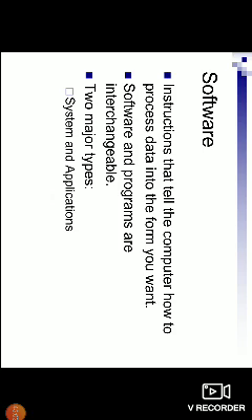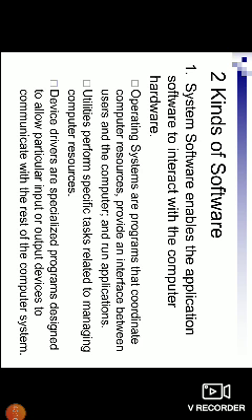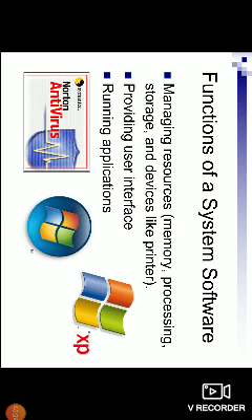So software means it's a set of instructions that carries out a particular task. There are two types of software: system software and application software. Here system software enables the application software to interact with the computer hardware. So next one is functions of system software: manage process, providing user interface, running application. These are the functions of system software.